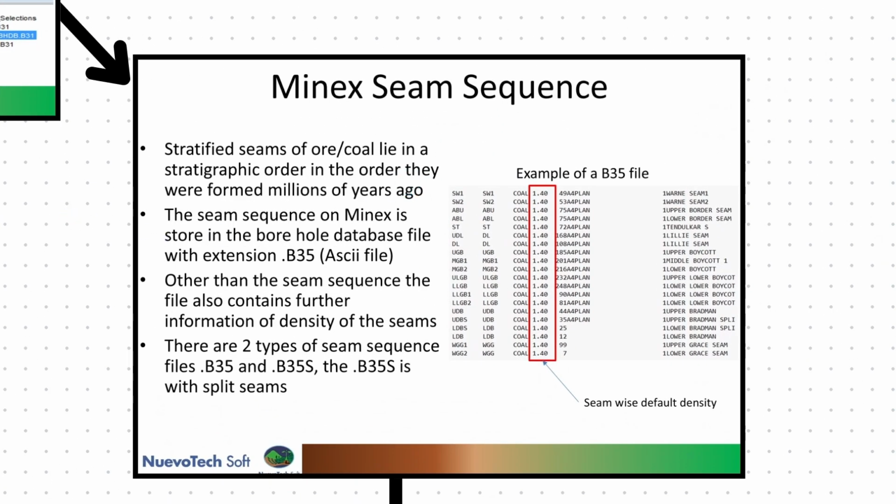Coal seams stack in a stratigraphic order, the oldest first. Minex keeps track of this sequence in the .b31 file. This file lists each seam in order and its properties like the default density for every hole. These are two types, the B35 and the B35S. In practice, the mining engineer will use this to ensure the model knows which seam is above in each borehole. For example, a coal mine in Queensland might have seams A, B, C in each hole, and the B35 file ensures that they line up correctly. If you open the B35 file, you do see the columns for seam ID, thickness, and the density.